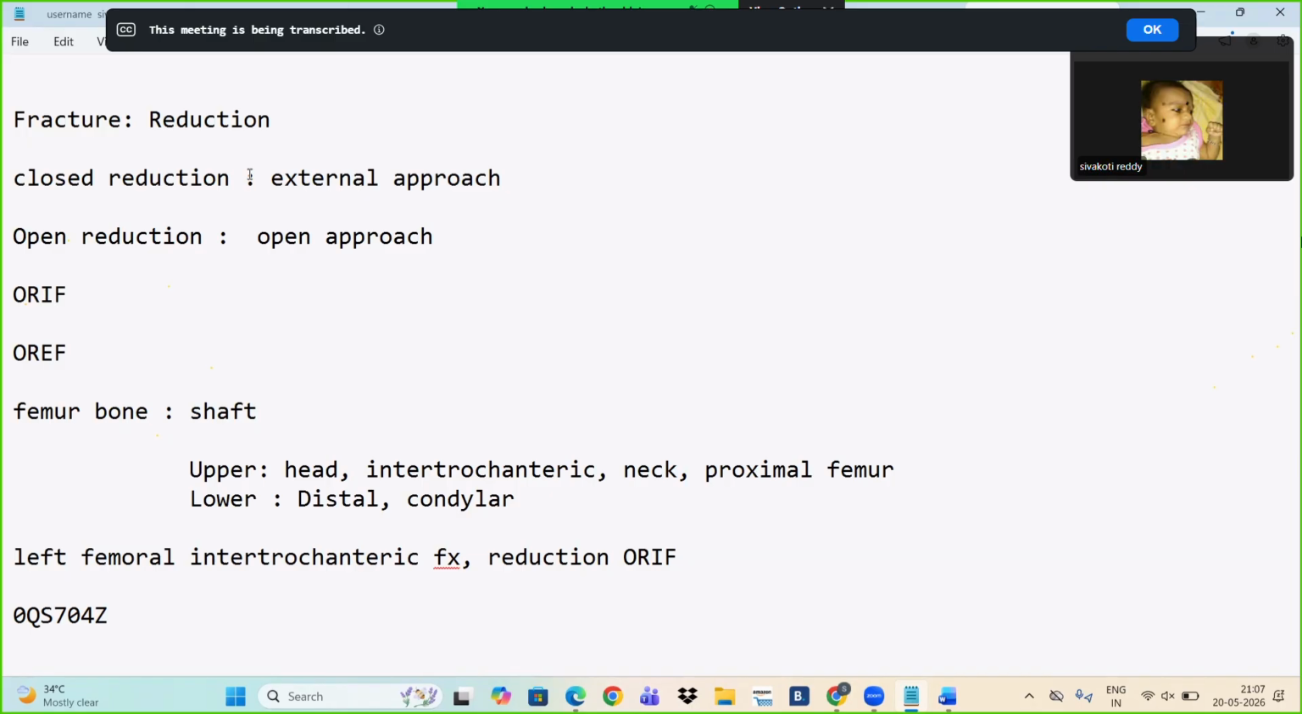Depends on the reduction, how they are doing. So if they have done closed reduction, the approach should be external. If they have done open reduction, open approach. Open reduction has two techniques: internal fixation and external fixation. Internal means inside the bone, they will fix the devices. External means outside the bone, they will fix the devices like rods, plates, screws, pins and all.